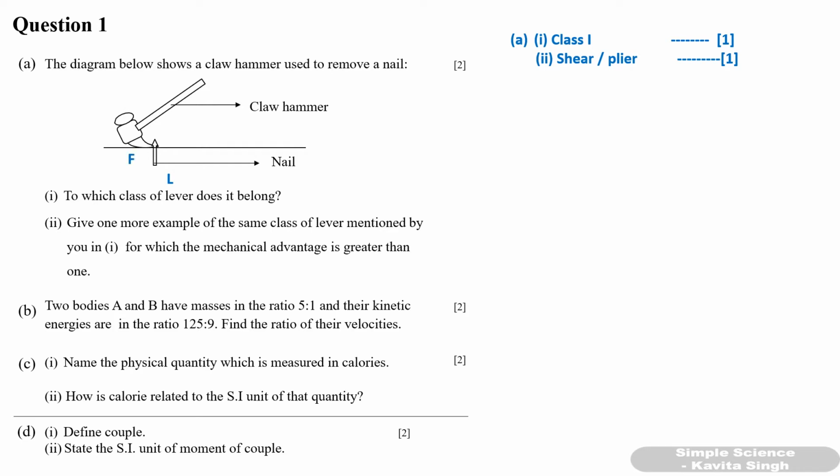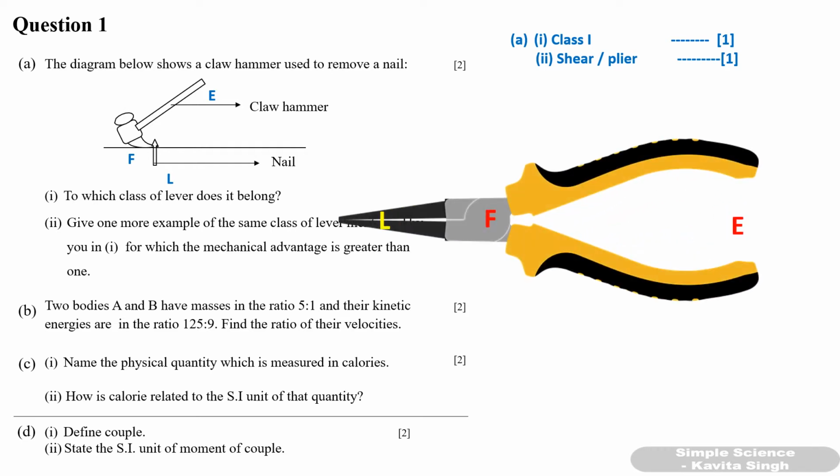So in this diagram, these are the marking. Why it is class 1 lever? Because fulcrum is in between load and effort. And if you have to give one more example of class 1 lever but mechanical advantage greater than 1, that means you have to check that the fulcrum is more towards the load. That means the effort arm is big.